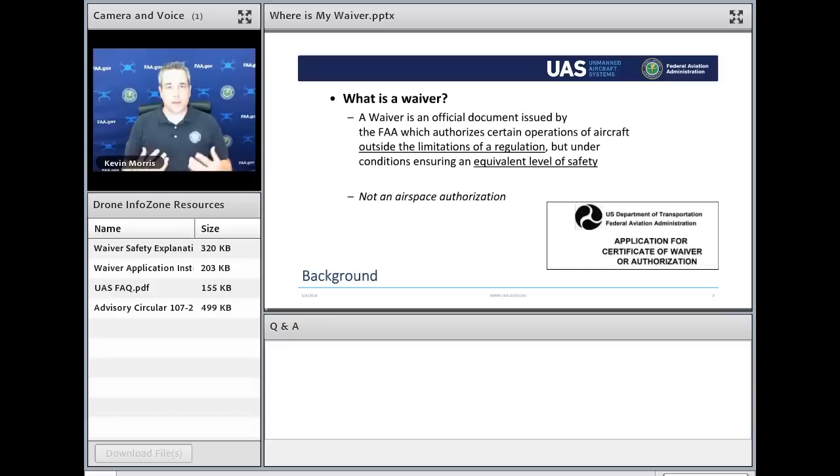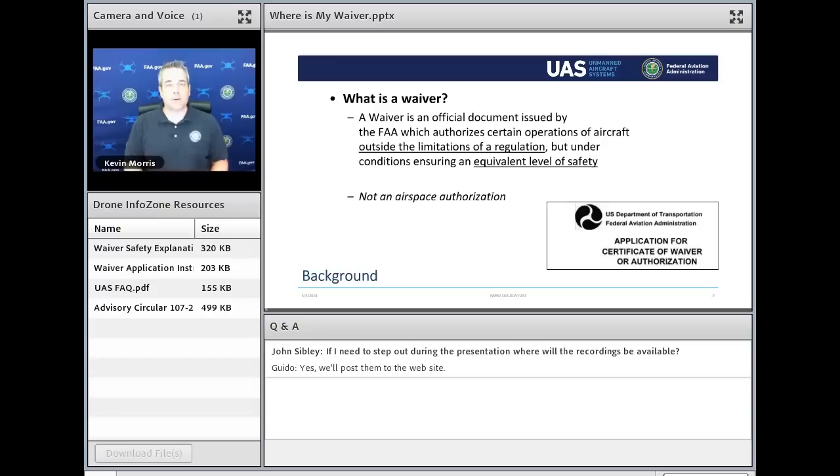So let's start at the very beginning. As you folks know, in industry, a lot of terms get thrown around: waiver, authorization, exemption. And unfortunately, some of those terms are used interchangeably, and they mean very, very different things. Today, and over the course of this series, we are going to talk about waivers. A waiver is the official document issued by us here at the FAA that will authorize you to fly an aircraft outside the limitations of a regulation, but at the same time ensuring an equivalent level of safety. So that's a waiver. And remember, it's not an airspace authorization.